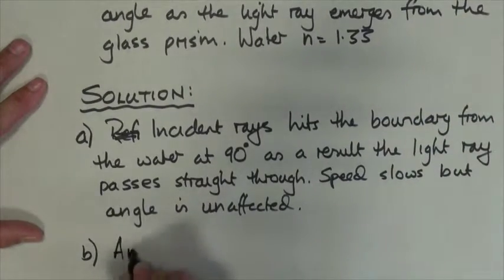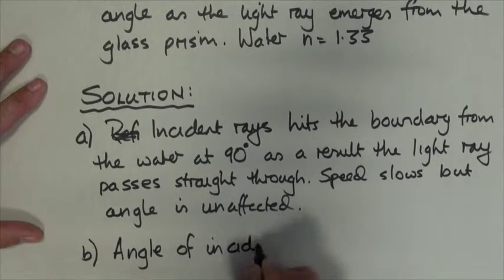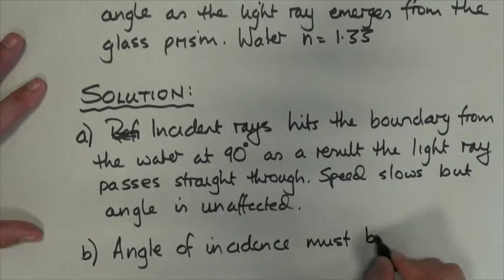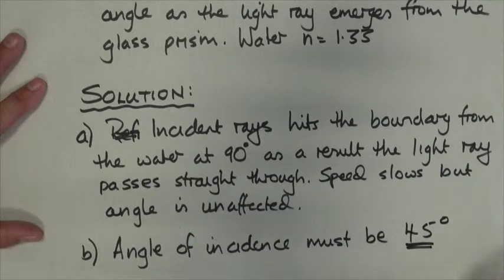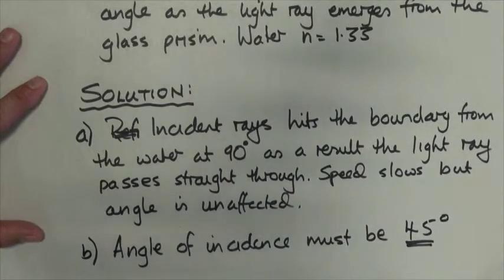So as a result, that means that the incident ray is going to be hitting the far side of the prism at an angle of 45 degrees to the normal. Okay, so we now know the incident angle, which is going to be helpful for solution C.